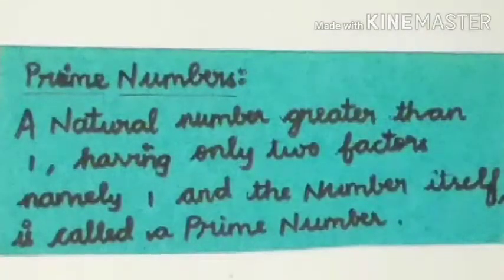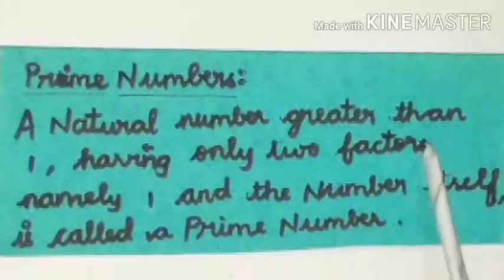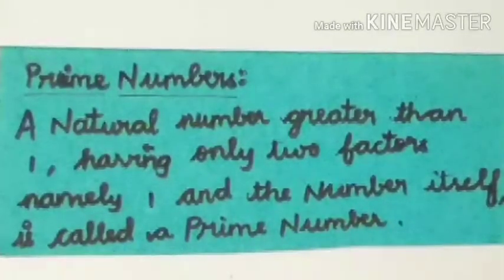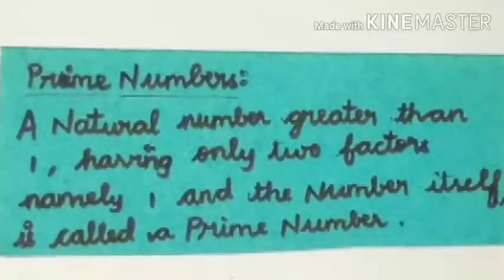Prime numbers. A natural number greater than 1 having only two factors, namely 1 and the number itself, is called a prime number. For example, 2. 2 has factors 1 and the number itself. 3. 3 has factors 1 and the number itself.